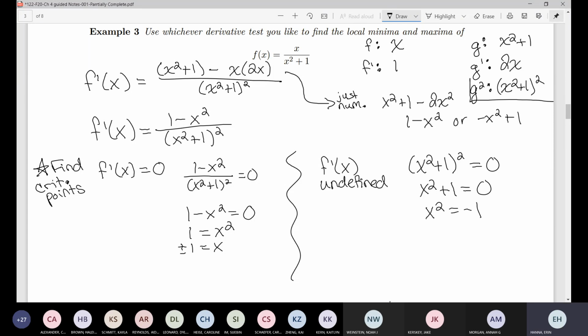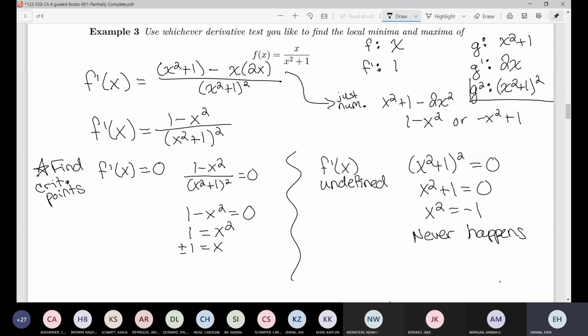Subtract one from both sides. Then I want to square root a negative. Well, technically possible in the world of mathematics, not in this class. So you can't take the square root of a negative number in this class. You get an imaginary number. So this never happens, so we don't get any extra critical points from that piece.